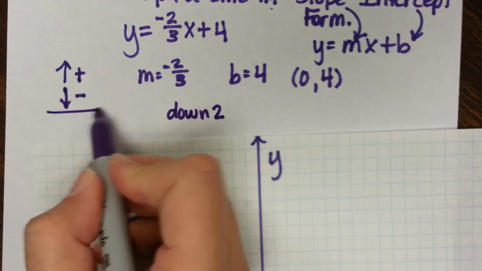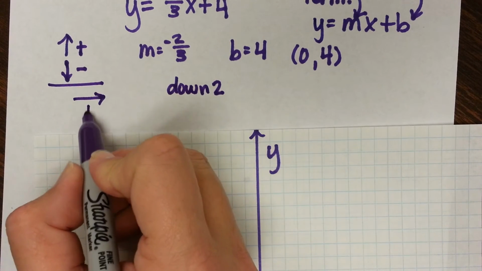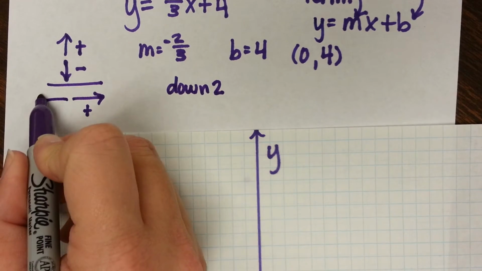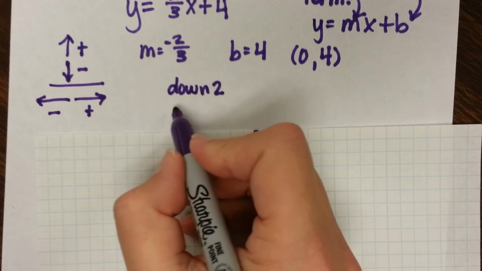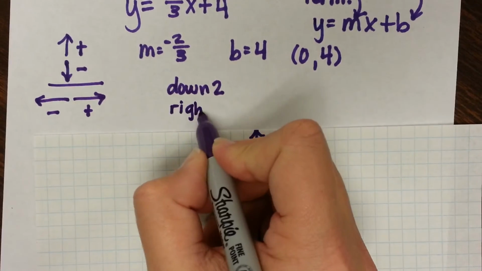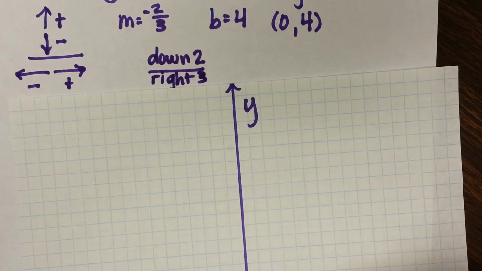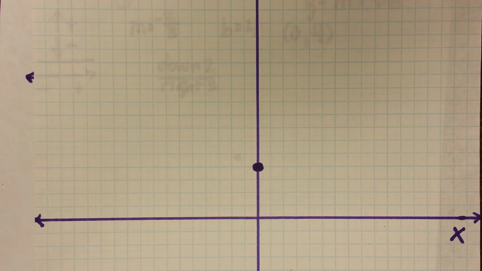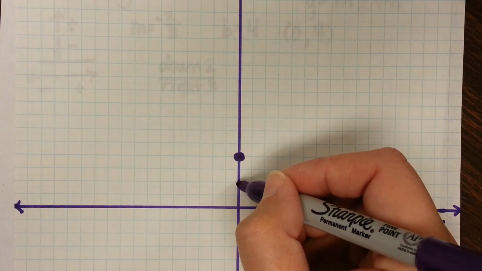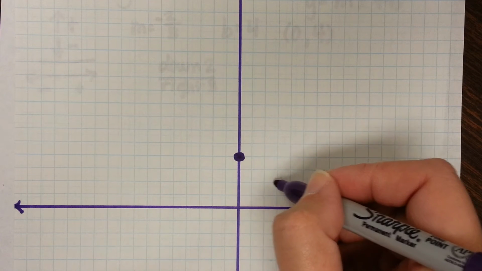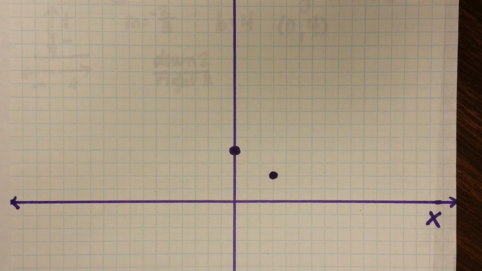The bottom number tells us whether we're going to the left or to the right. If we go to the right, it's because it was positive. If we go to the left, it's because it was negative. Ours is a positive 3, so we're going to go to the right 3. This gives us directions as to how to find more points on our line. So if I go to the point that I have and go down 2, 1, 2, and to the right 3, 1, 2, 3, I can put another point because that point should be on my line also.